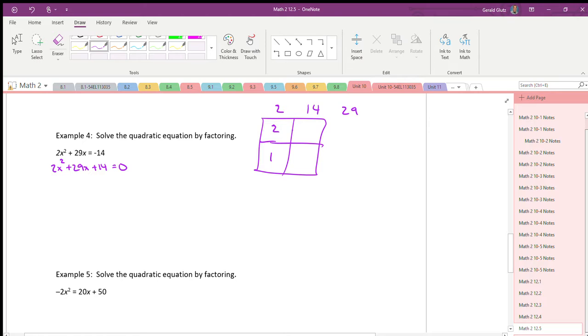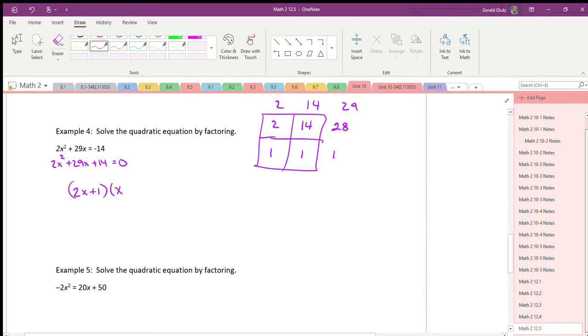But I know right away if I do 2 times 7, that's 14. 1 times 2 is 2. That's not going to add up to 29. So I know it has to be 14 and 1. So 2 times 14 is 28. 1 times 1 is 1. So 28 plus 1 is 29. So that means my numbers are good. So the factors are inside of here. So 2x plus 1 times 1x plus 14, or x plus 14.